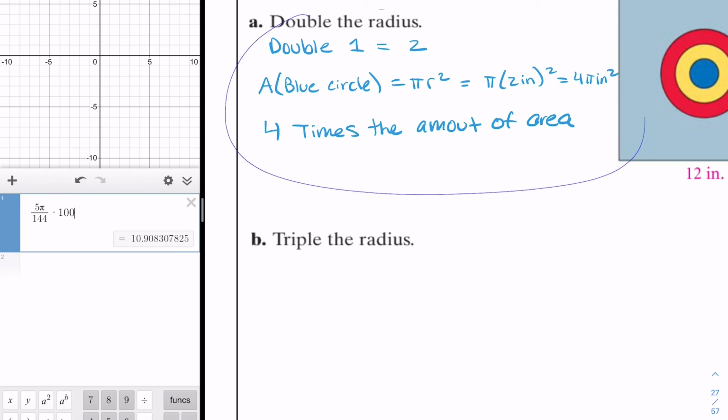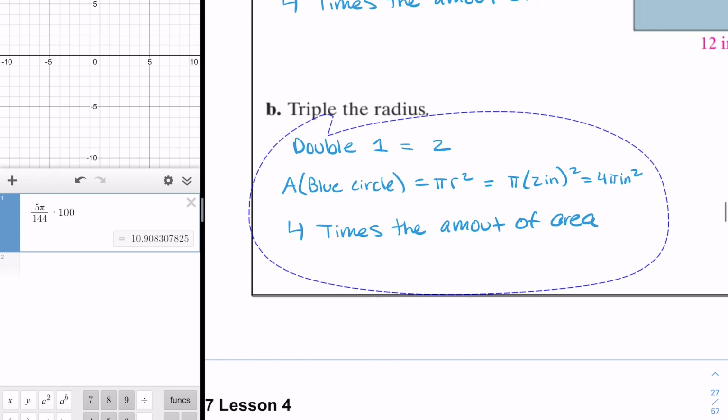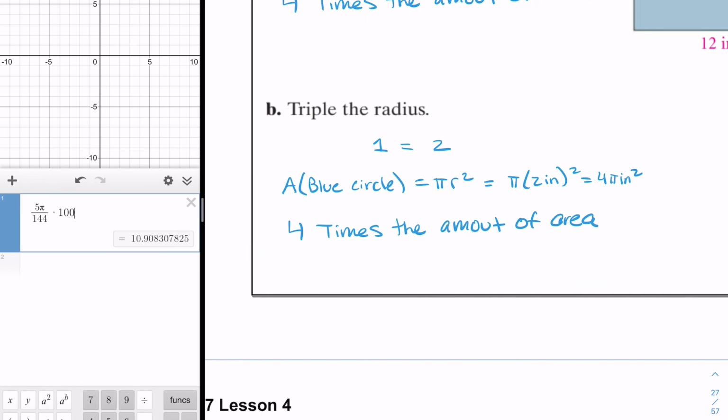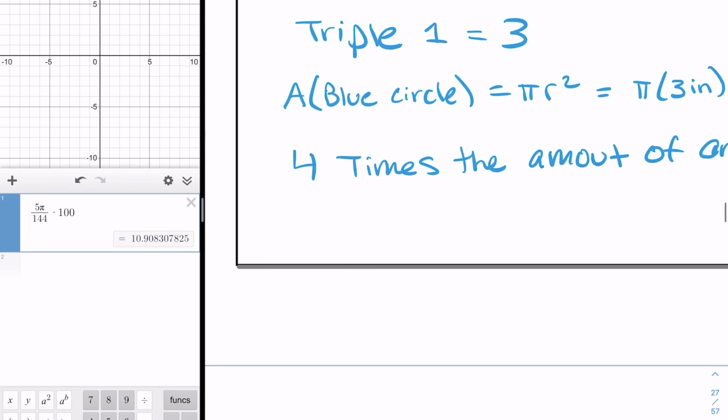And then what I can say about tripling 1: if I triple 1, I get 3, so instead of 2, I get 3 inches squared. That gets me 9 pi. So 1 times 9 is 9. So it's 9 times the amount of area.